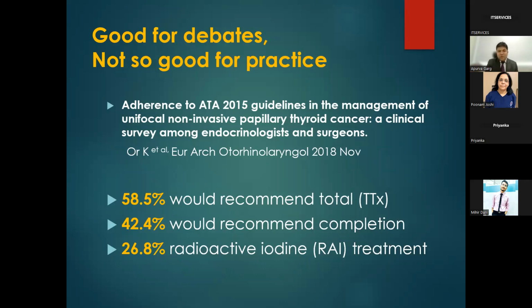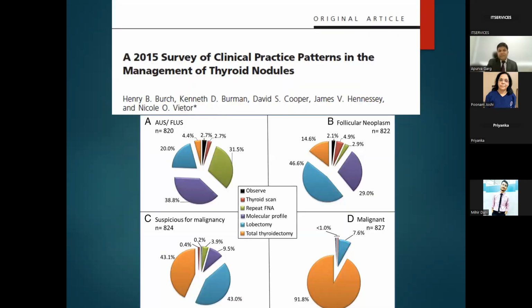So there is adherence to ATA 2015 guidelines in management of unifocal non-invasive papillary thyroid carcinoma. Clinical survey showed that 58% surgeons would recommend total thyroidectomy, 42.4% would recommend completion, and 26.8% would recommend RAI therapy. So this is the survey. Here we can see that as we move from Bethesda lower category to higher category, the number of surgeons recommending total thyroidectomy increases.